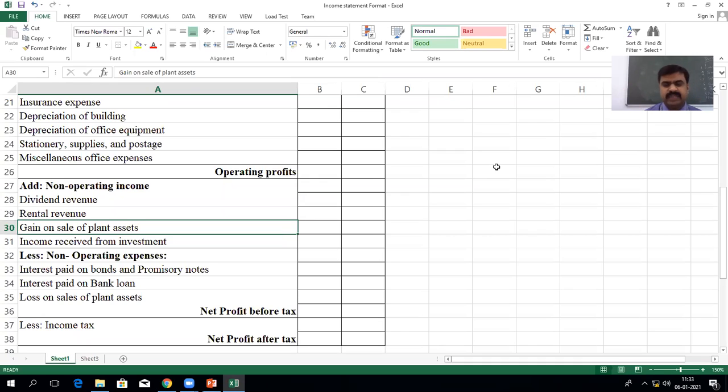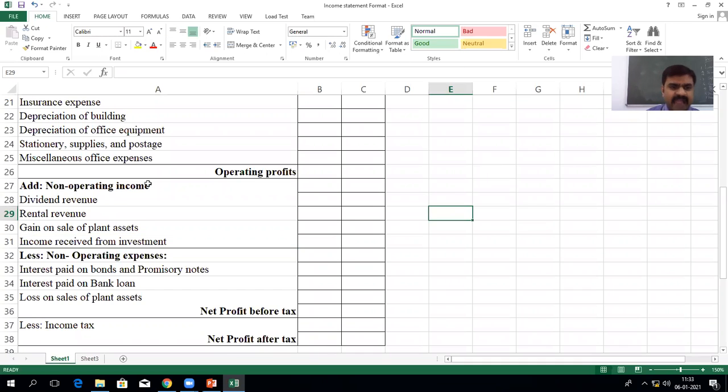You had some old machinery, you sold it in the market, and you got some revenue. That's a gain on sale of plant. And income you received from your investment, etc. So all these are called non-operating income. And non-operating income we need to add.